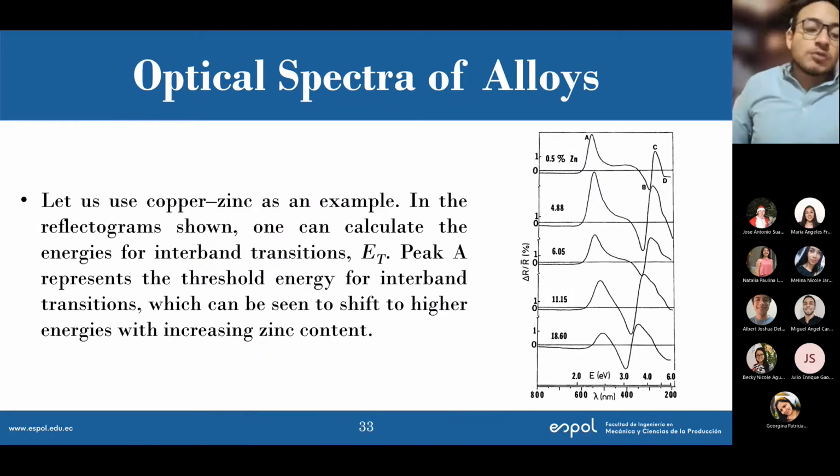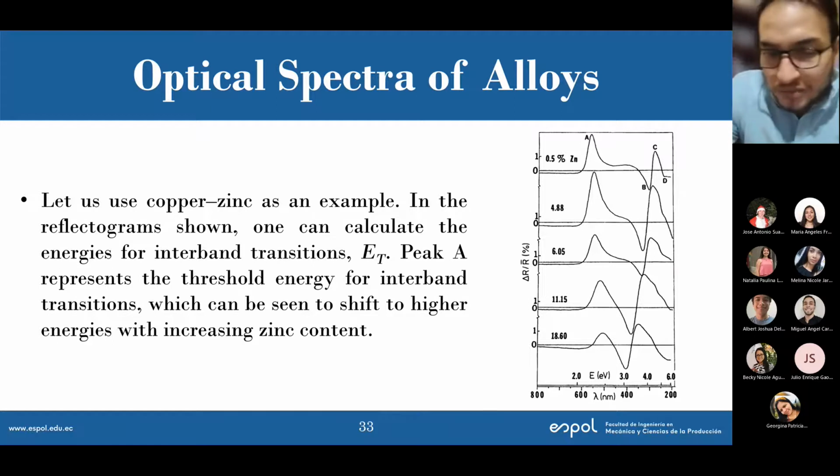So now to optical spectra in alloys, because the one we saw before is just pure metals. So let's look at a series of different spectra for a copper zinc alloy. You can see different things here. By the way, the numbers you see there are just the percent of zinc that you have in the material.